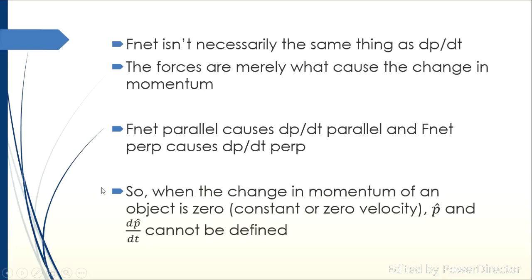We can see this even clearer by observing the change in momentum of an object when the velocity is constant or zero. In this case, the net force is zero, but we can't define the change in momentum because p-hat cannot be defined.